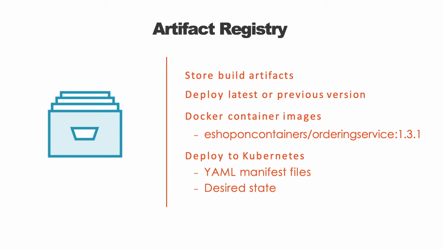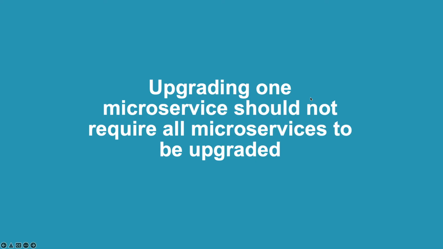To deploy, for example, in Kubernetes, there are YAML manifest files that can be used to manage the desired state and all the configuration of the microservice. Here we can also talk about the strategy, or the way to upgrade my microservice. The main rule is that upgrading one microservice should not require all microservices to be upgraded. I think it is the first rule we talked about when we started talking about microservices: independently deployable.